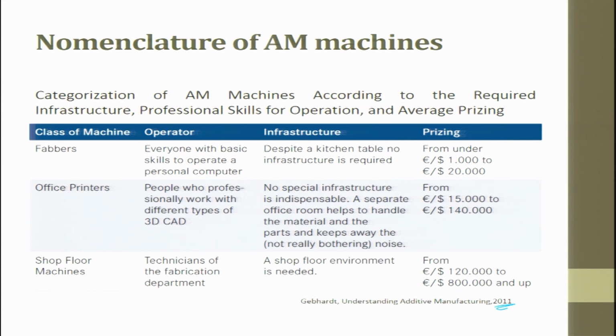So the classes of machines are Faber, office printer and shop floor machines. Everyone with basic skills to operate a computer can operate Faber machines. For an office printer, a small amount of professional training is required and the operator has to know 3D CAD. For the shop floor, technical experts are required because placing the job, after doing the job, post processing, all these things are required. Despite a kitchen table, no infrastructure is required when you talk about Faber. It is just like your microwave oven. No special infrastructure is indispensable. A separate office space helps to handle the material and the parts and keep away from the noise. So it is used in the shop floor. These are the costings which are used.